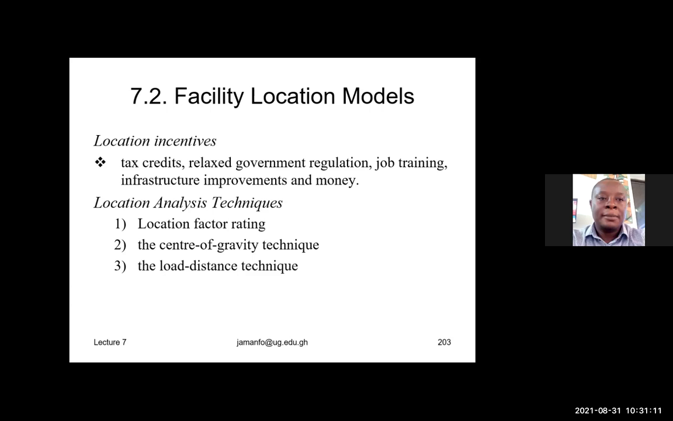Okay. So what location analysis techniques can we apply to make that informed decision of saying that we are going to locate a plant at Adesu, Asewa, Tamale, Bolgatanga, and the rest? First, we look at what we call the location factor rating. Then we'll look at the center of gravity technique. Then we'll look at the load distance technique. Yes, come in.